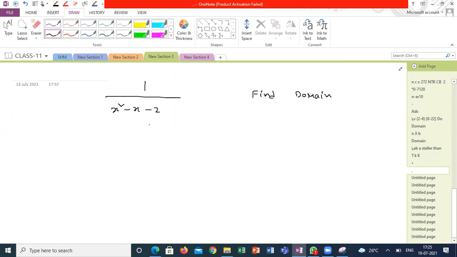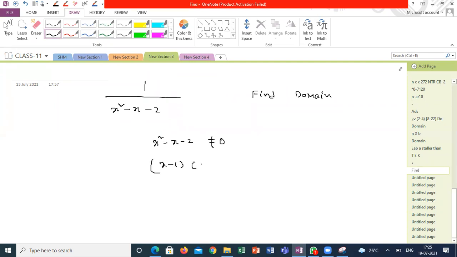It is a fractional function. Numerator is a constant. Denominator is a quadratic equation. The denominator should not be 0. It might be negative or it might be positive, correct? x square minus x minus 2 should not equal 0.